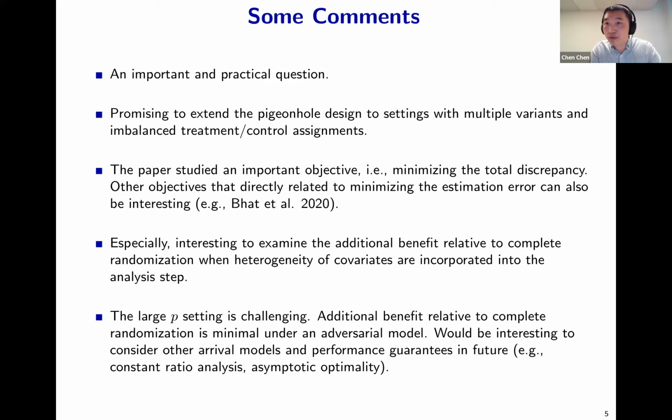And also maybe we need to consider some other performance guarantees, for example, constant ratio analysis or asymptotic optimality, where we have a more precise characterization of the first order term of the performance.